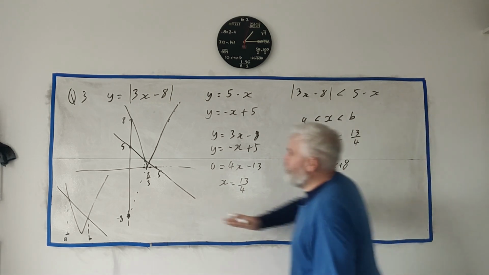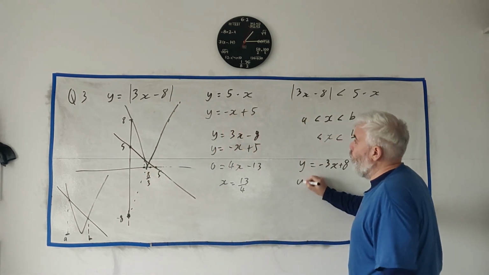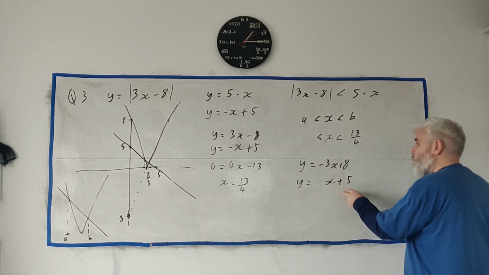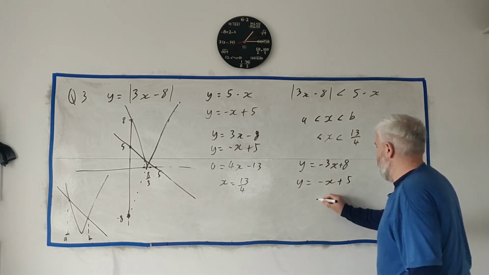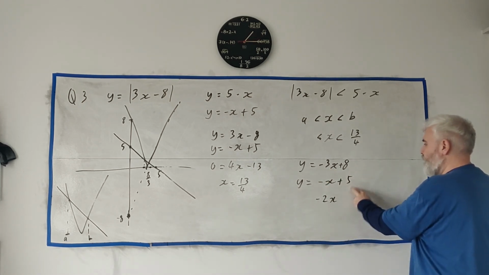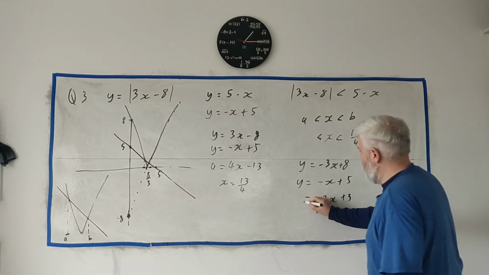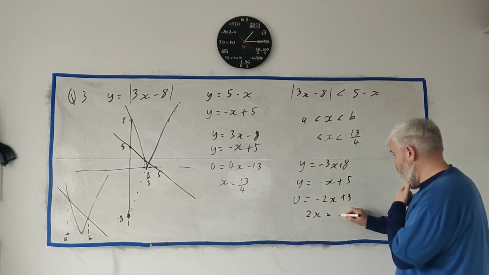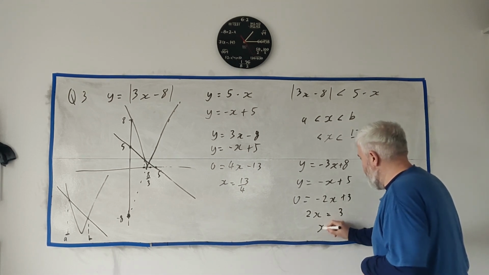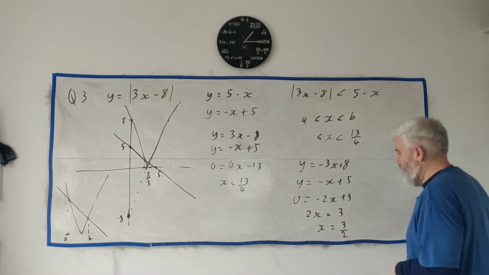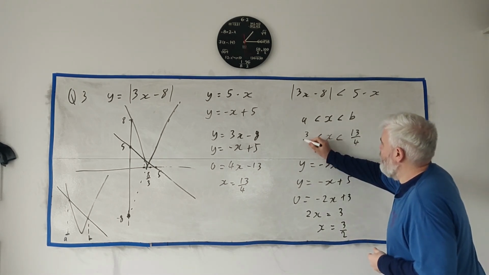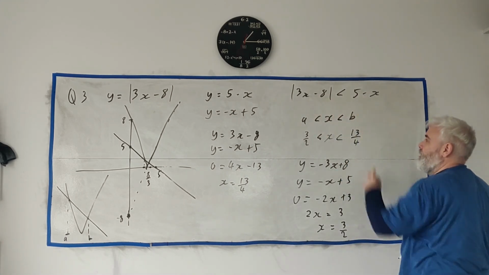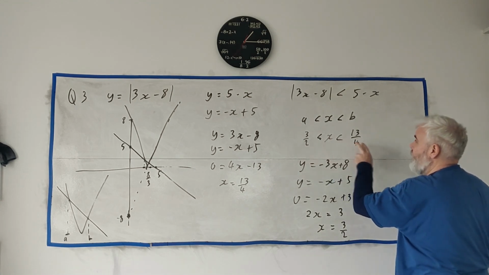So when does that intercept this other line? y is equal to minus x plus 5. Again, take them away. Minus 3 minus minus 1 is minus 2x. 8 minus 5 is a 3. That equals 0. That gets us 2x is equal to 3, so x is equal to 3 over 2. And that would go in here, 3 over 2. That'd be the full answer to this question. When is this less than that? It's when it's bigger than this and less than that.